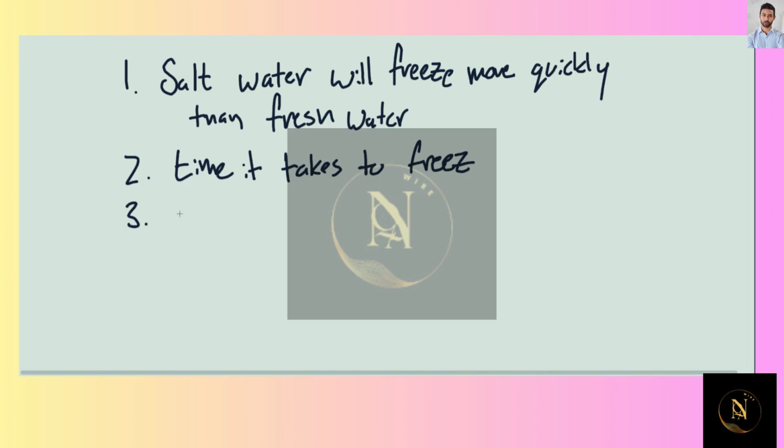And the independent variable is the thing we're changing that we suspect has an effect on time it takes to freeze. So that is the salt content, right? We change the salt content expecting that it will change the time it takes to freeze. We change the independent variable to see what happens to the dependent variable.